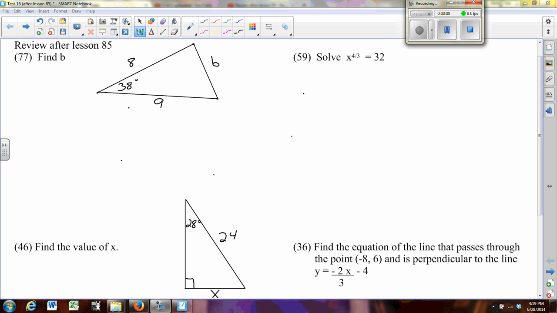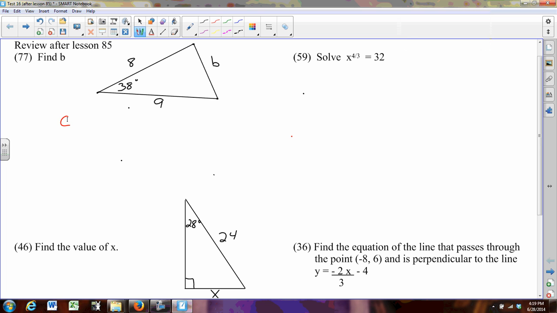This first problem comes from lesson 77, and it is not a right triangle because we cannot use SOHCAHTOA. Thus, we are going to use the law of cosines. C squared equals A squared plus B squared minus 2AB cosine of C.